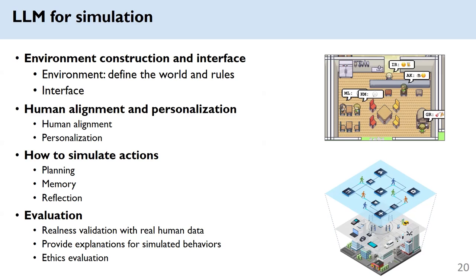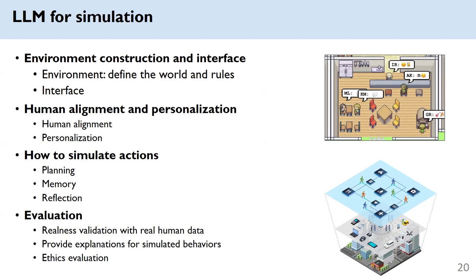And the third step is very important: to simulate actions with good design in planning, memory, and reflection. So it involves some mechanism in the agent's internal state. And lastly is about evaluation. Actually, for simulation, the evaluation can be in different aspects.